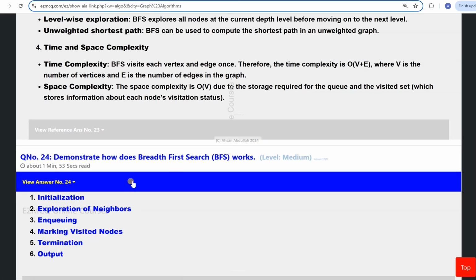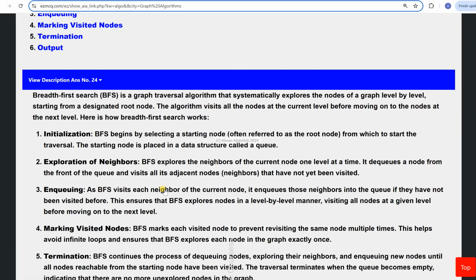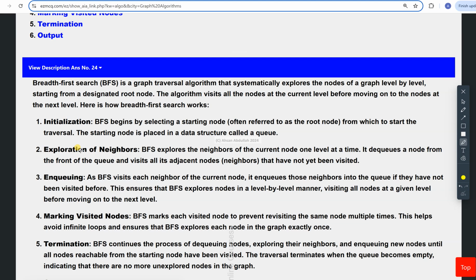Okay, now demonstrate the working of breadth first search. Okay, we'll do that. These are the steps which we looked at in the previous question. Select a starting node, which is also called the root node, and the starting node is placed in a queue data structure. Then start exploring the neighbors of the current node, one level at a time, level by level, and visit all the neighboring nodes at that level which have not been visited. Once it is done, it enqueues those neighbors into the queue if they have not been visited before.